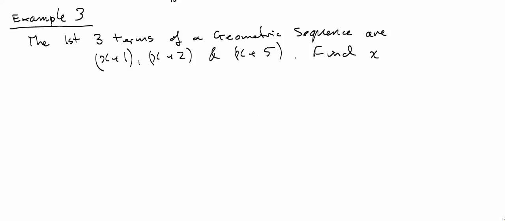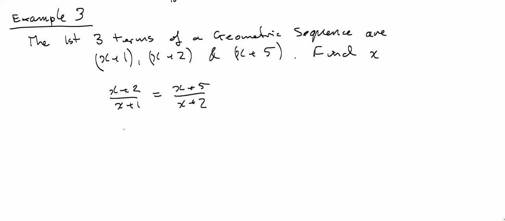For our third example, we have an algebraic example. The first three terms of a geometric sequence are x, x plus 1, x plus 2, and x plus 5. Find x, and then we can find the terms of the sequence. Well, of course, if it's a geometric sequence, they have a common ratio. Therefore, x plus 2 divided by x plus 1 must equal x plus 5 divided by x plus 2. So we have an equation to solve.